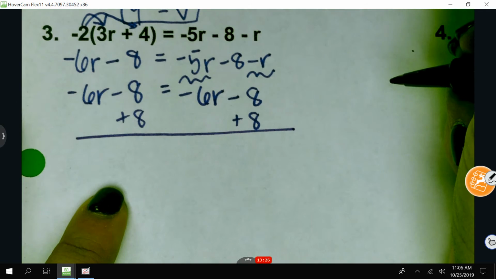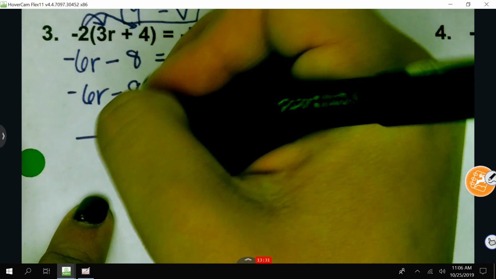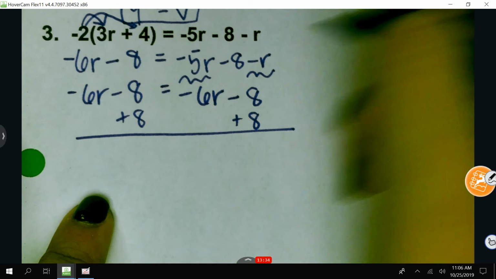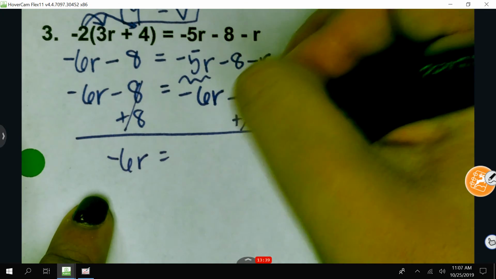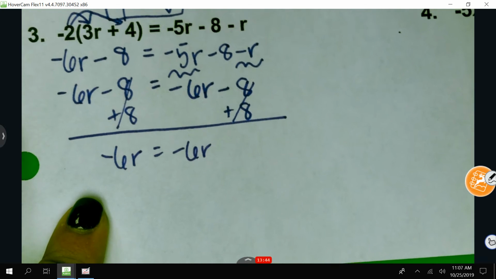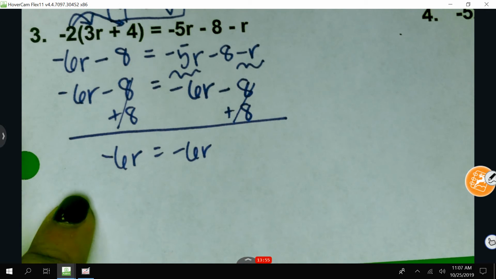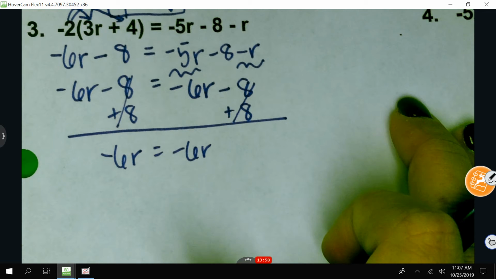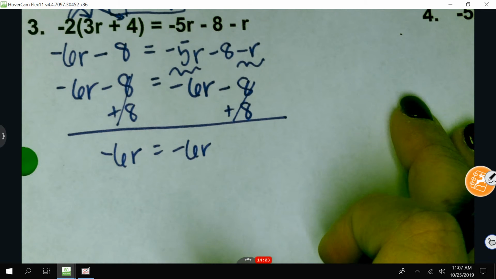Okay, so what do I have now? So what do I have over here? Negative 6r, right? What about over here? Do we notice anything yet? What do you notice? Is it a true statement? Is negative 6r the same as negative 6r? Yes. If I keep solving it, will I still get the same thing equals the same thing? Okay, so does that mean I have a solution? Yes. It does mean I have a solution.